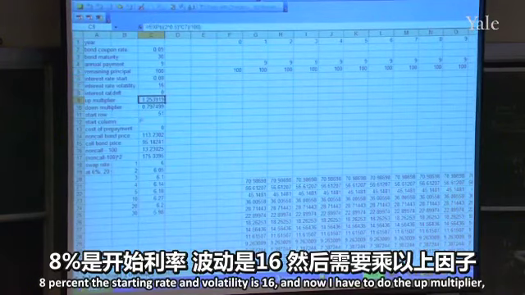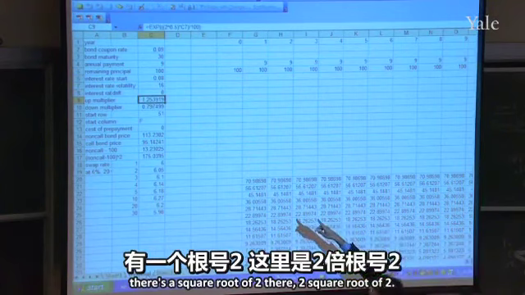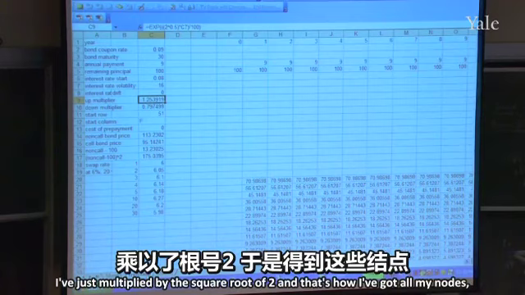And now I have to do the up multiplier. By doing that, you see I've multiplied up there in that formula. There's a square root of 2 there, 2 square root of 2. So I've got just a slightly more complicated thing. I've just multiplied by the square root of 2, and that's how I've got all my nodes.